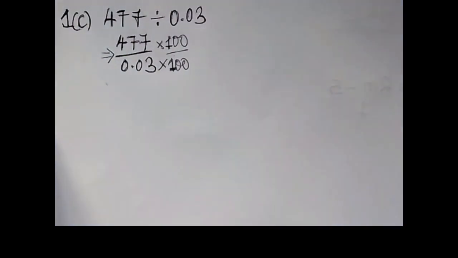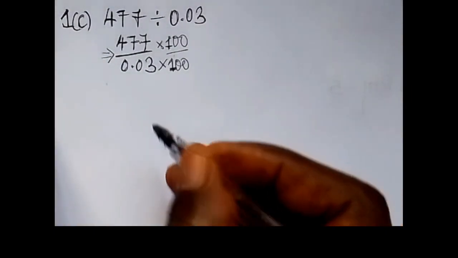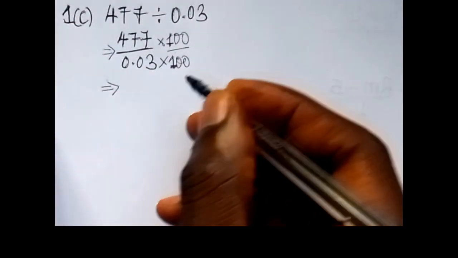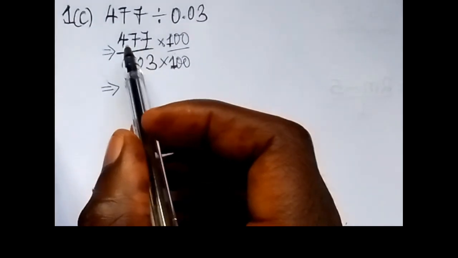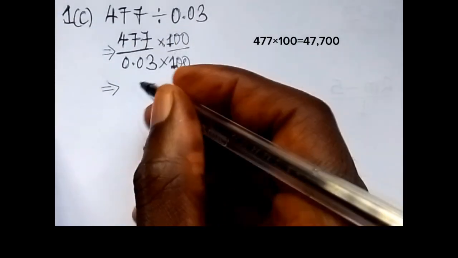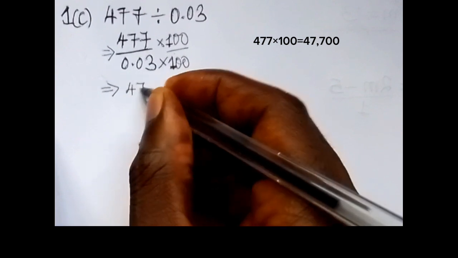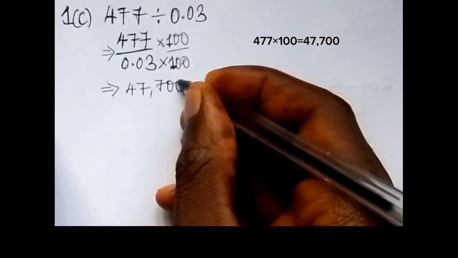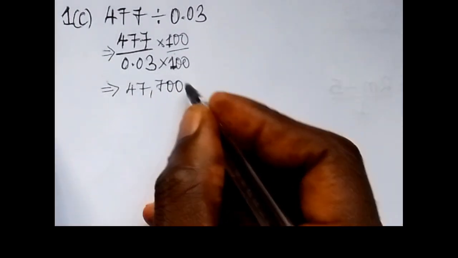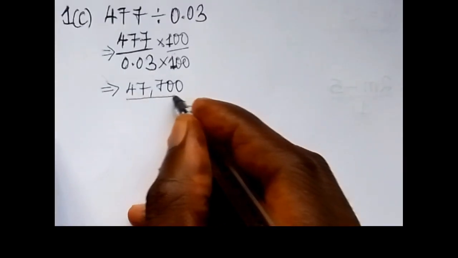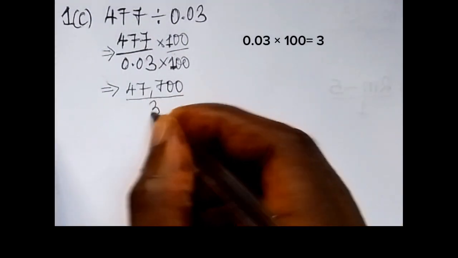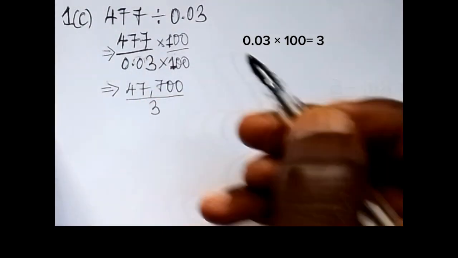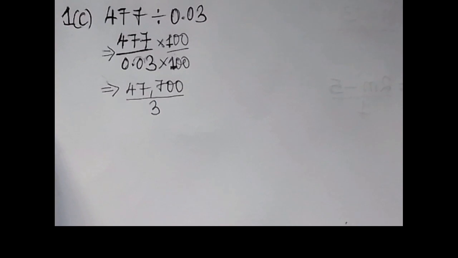So we are just working out a process that will make this question easy to work out. So as I said earlier on, doing this makes the denominator a whole number. But what about the numerator? The numerator, 477 times 100, just gives us 47,700. So we just add the zeros, and then over 0.03 times 100, that just gives us 3, because the decimal moves 2 times to the right.